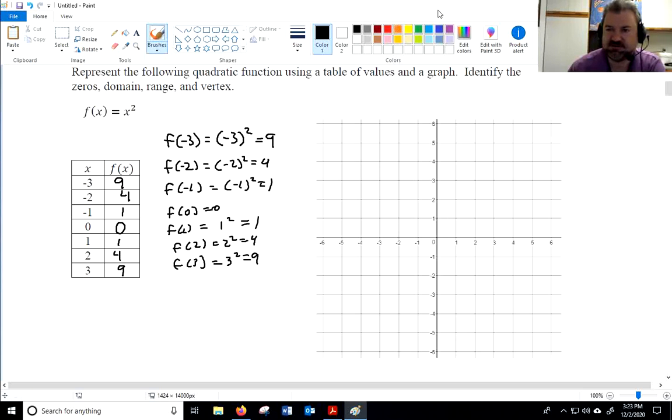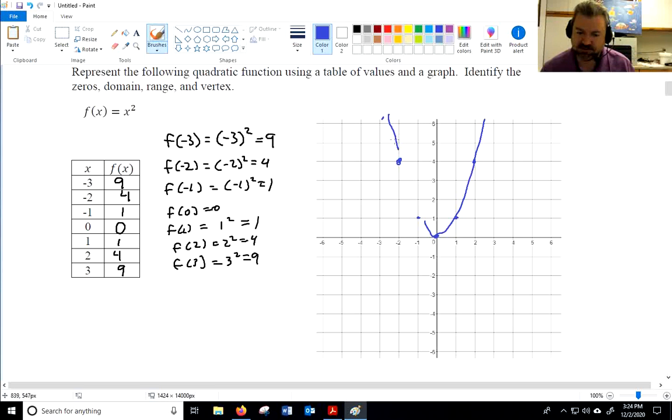So negative 3 goes to 9, which is way up there, and I don't actually have room for it. Negative 2 goes to 4. Negative 1 goes to 1. 0 goes to 0. 1 goes to 1. And 2 goes to 4. And then, like we said, 3 went way up there to 9. So if we were to draw this shape, we get the famous parabola. You know, I'm sure you've heard that name before. This is the shape that we see when we shoot a basketball at the hoop. But of course, it's the other direction, upside down.